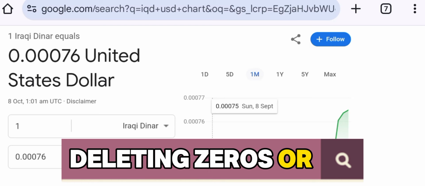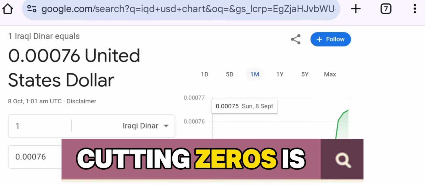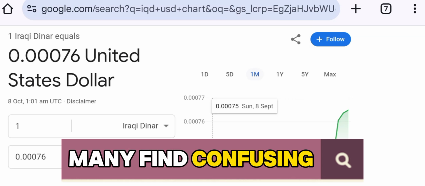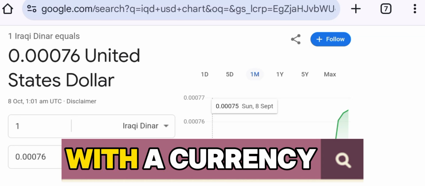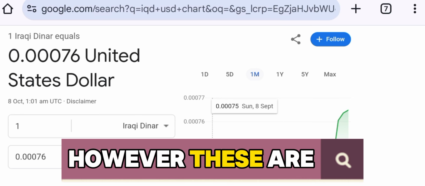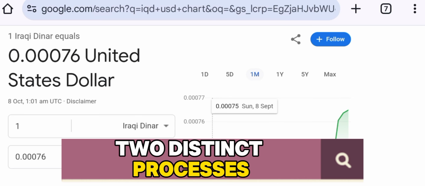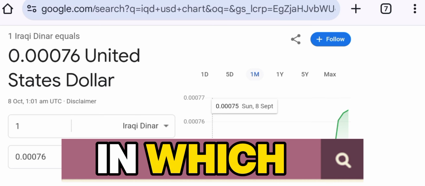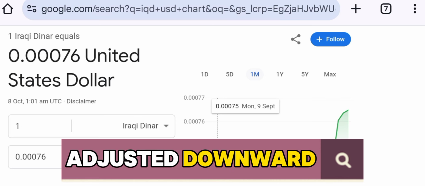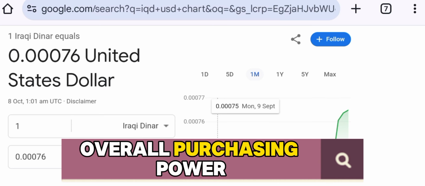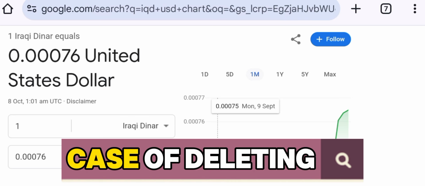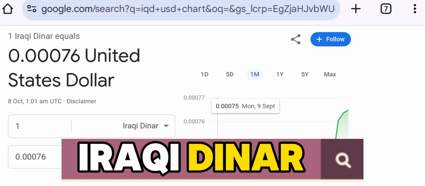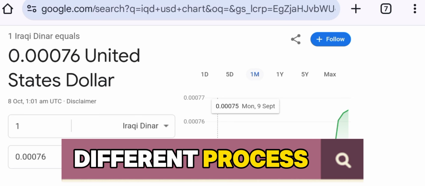Deleting zeros, or as Dr. Shabibi referred to it, cutting zeros, is a concept that many find confusing, often conflating it with a currency lop. However, these are two distinct processes. A currency lop typically refers to a redenomination in which the value of the currency is adjusted downward without changing its overall purchasing power. But in the case of deleting zeros from the Iraqi dinar, it's a completely different process.